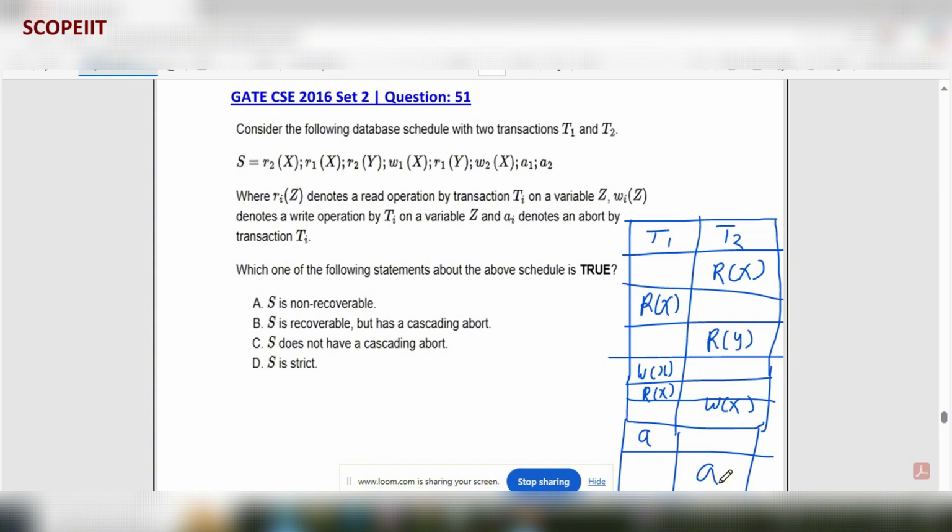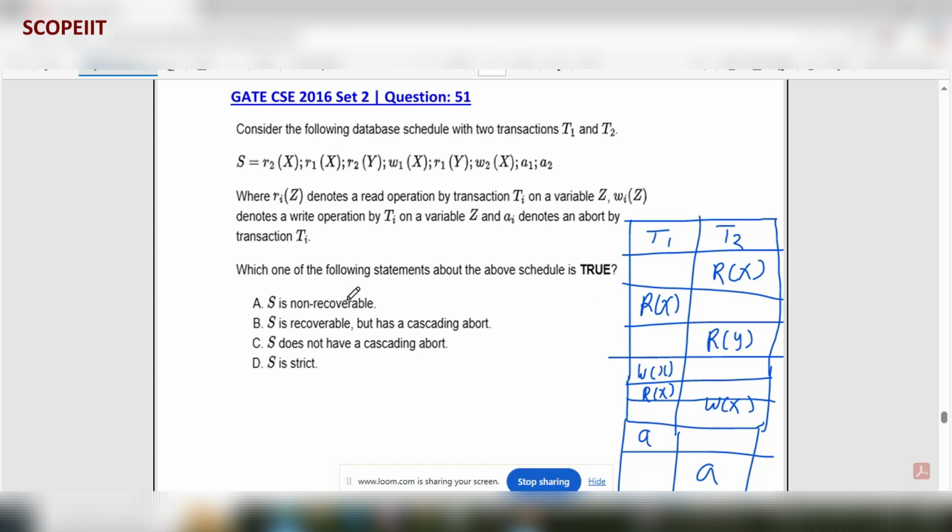Now see what question they have asked. They said that R of Z, as I told you, R means read operation, W means write operation. Inside the brackets, whatever X, Y is there, that is nothing but a variable. And here A of I denotes the abort. So the question is, which one of the following statements about the above schedule is true? The first statement says that S is non-recoverable.